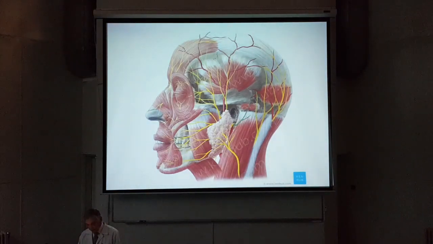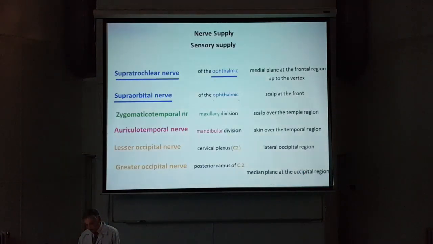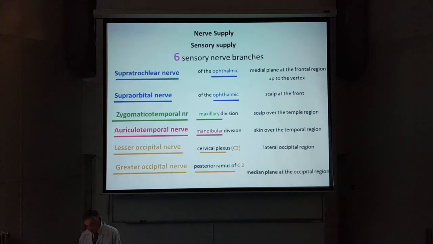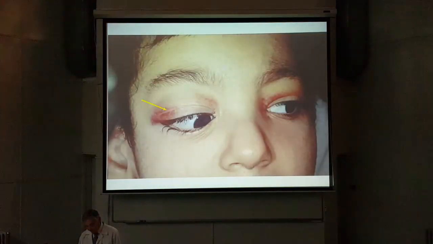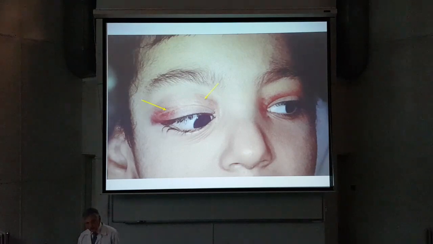Again, another example. Now, the scalp has a very good nerve supply. We will go through this when we talk about the trigeminal nerve. So, the case of this girl, she had hemorrhage in the subperiosteal space of the skull. That's why the blood reached the upper eyelid.